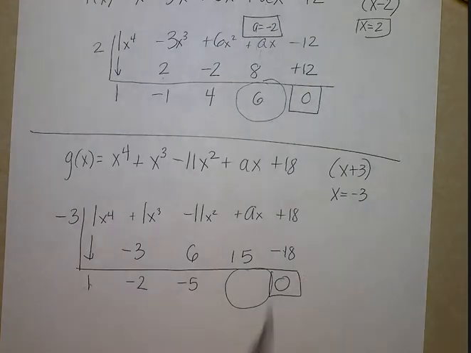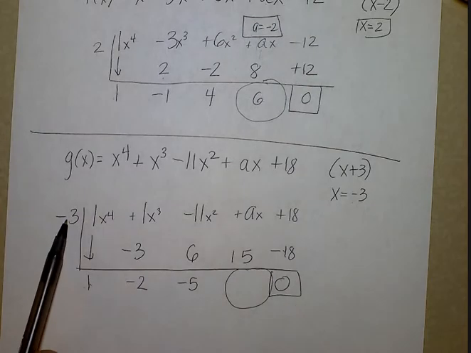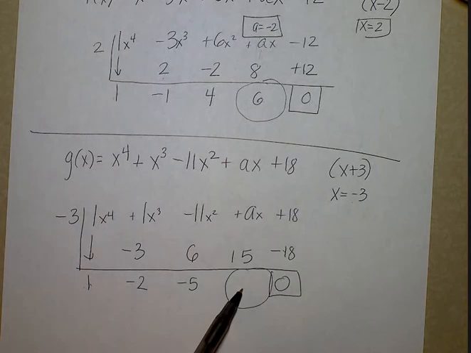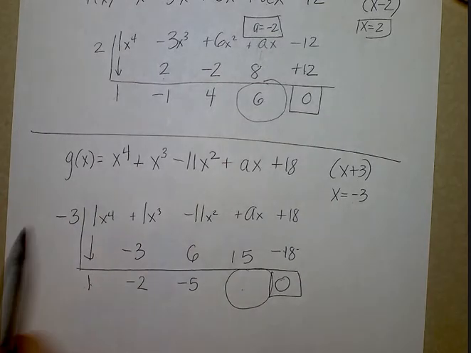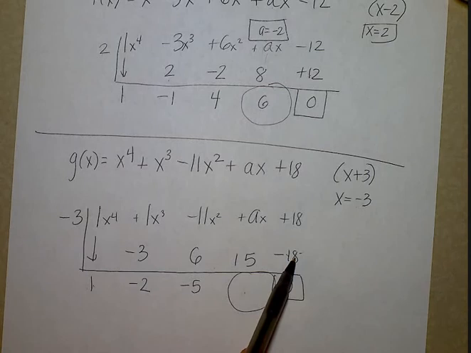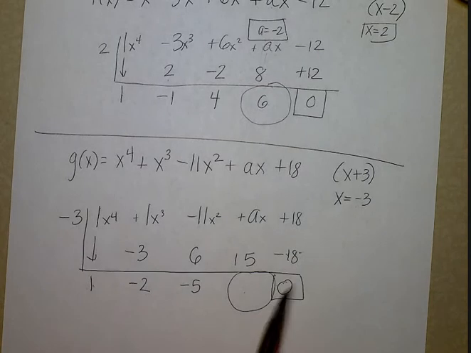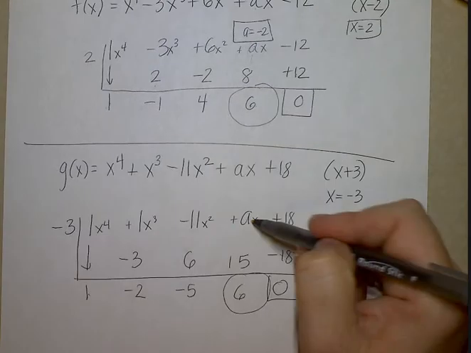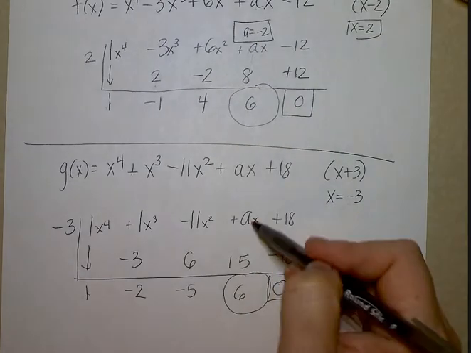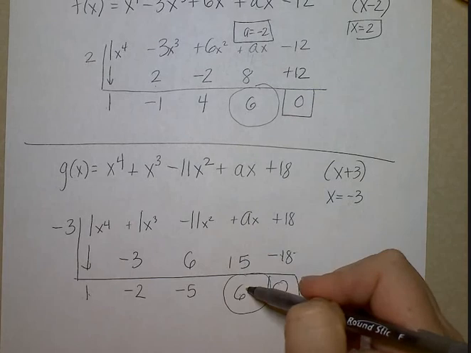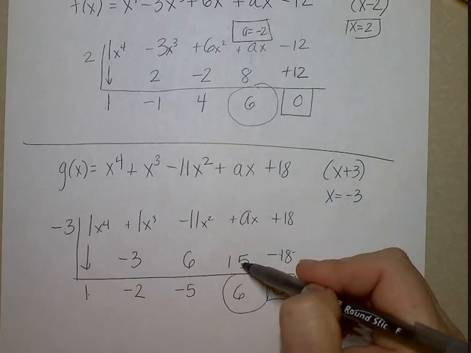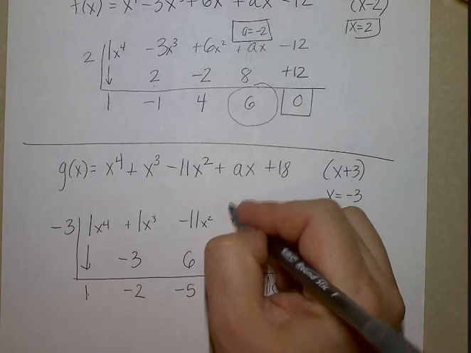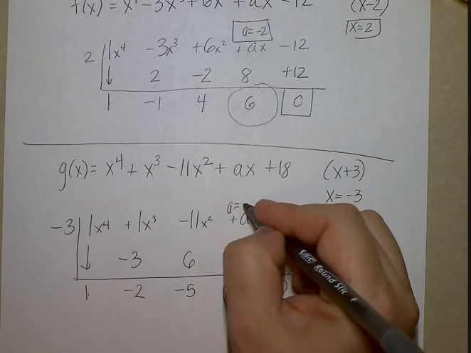And now, I need to think. Negative 3 times what number will equal negative 18? Negative 3 times what is negative 18? Anybody? Positive 6. Going backwards. So I'm going to add down, and I have to get an answer of 6. What number plus 15 gives you 6? The answer is a equals negative 9.